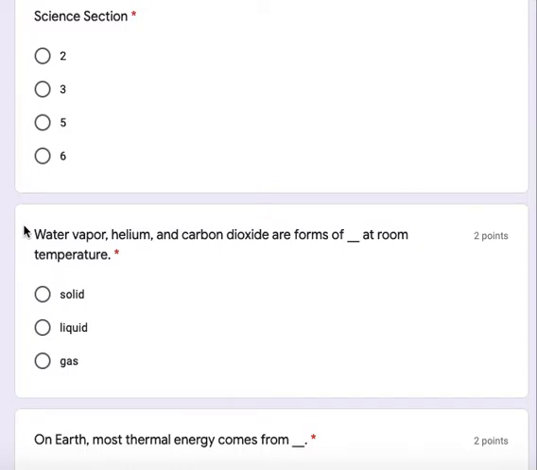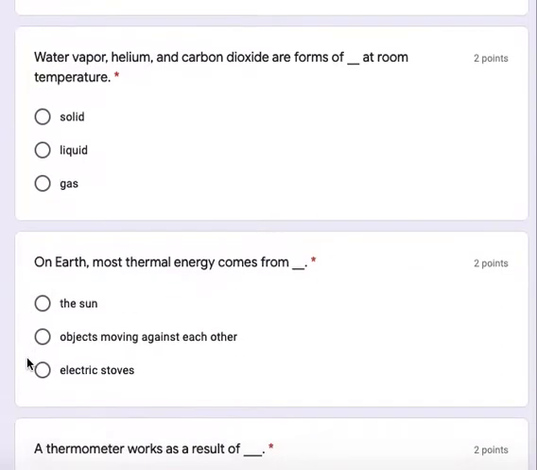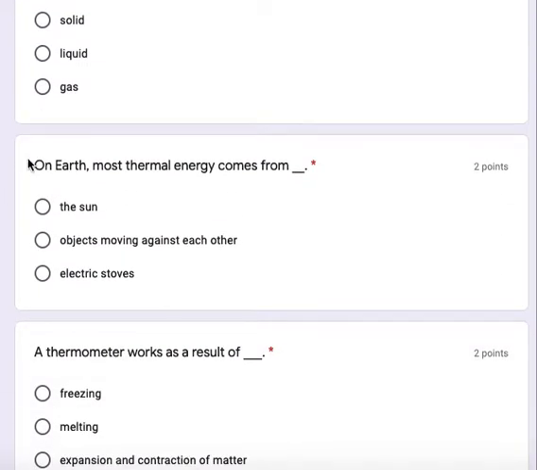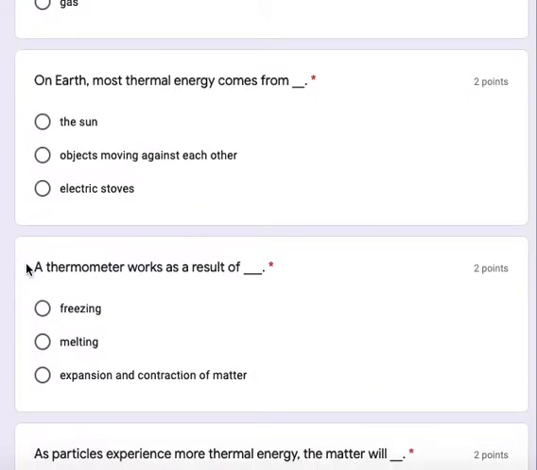First question: water vapor, helium, and carbon dioxide are forms of what at room temperature? Solid, liquid, or gas? On Earth, most thermal energy comes from what? The sun, objects moving against each other, electric stoves. A thermometer works as a result of freezing, melting, expansion and contraction of matter.